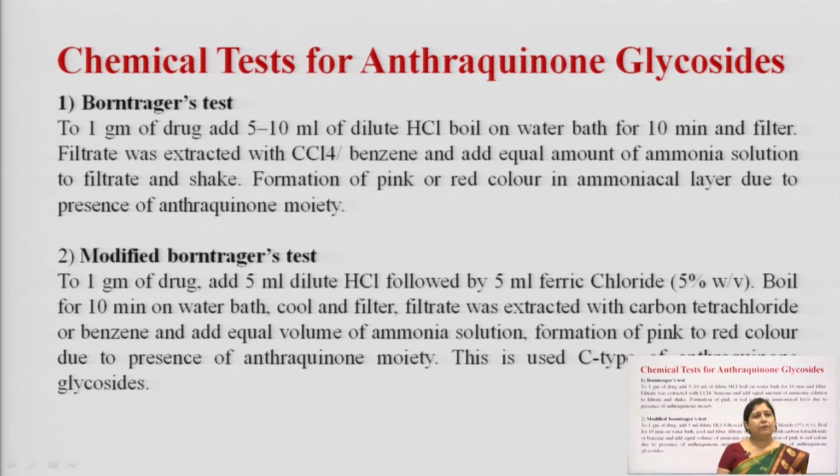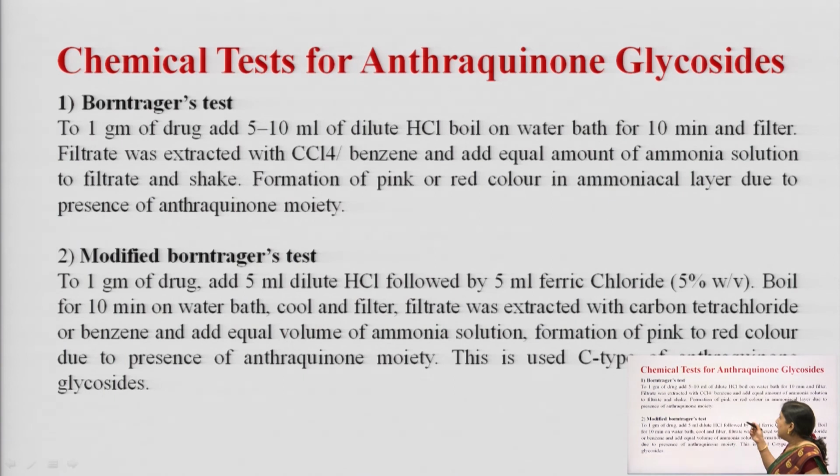The chemical test for this, first, is the Borntrager test. We take the drug, add HCl to it, and after that we filter. To the filtrate we add either carbon tetrachloride or benzene, and from the sides we add an equal amount of ammonia. If the ammoniacal layer turns pink, then we could say that it is a positive Borntrager test.